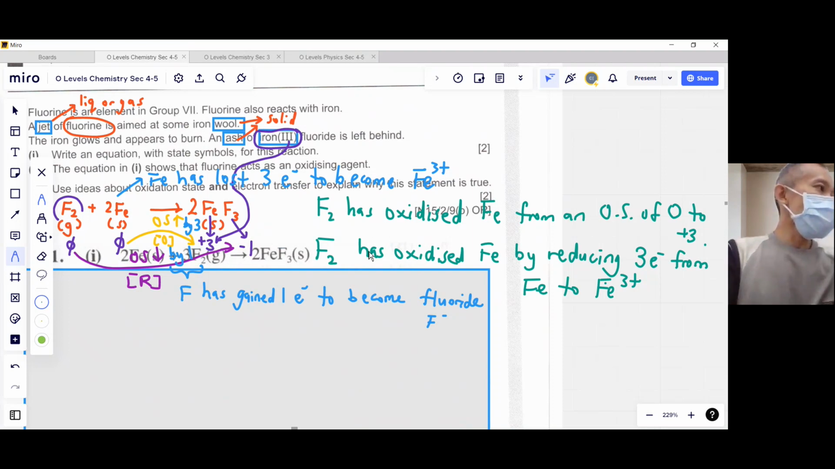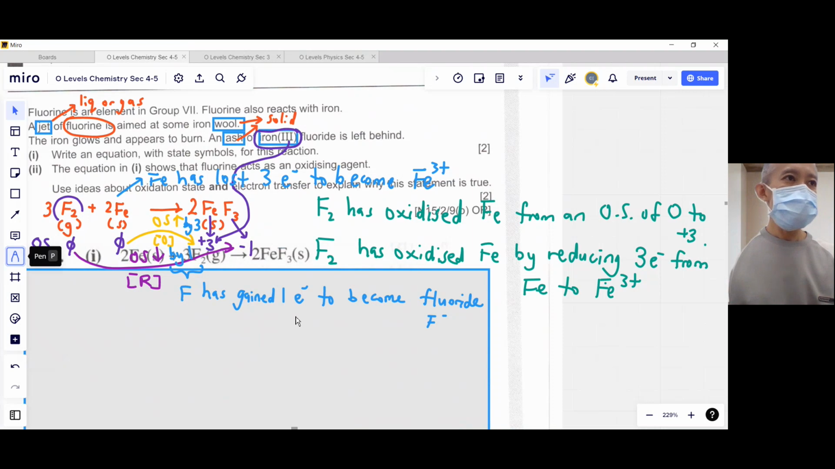Yeah, that's how iron becomes iron 3 plus by losing 3 electrons. And of course, it's actually removed by fluorine. Questions? Addition? Okay. Now let's look at page 1 again.